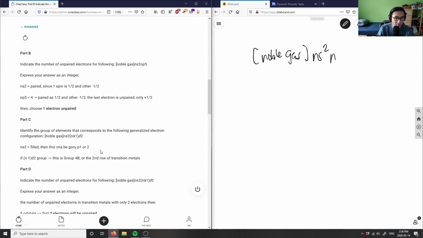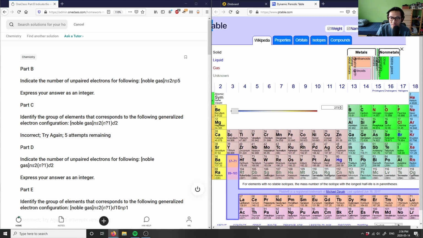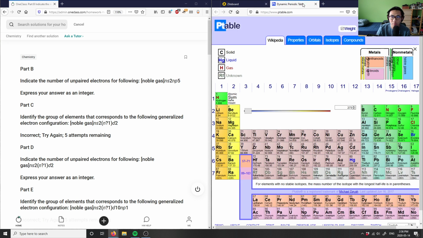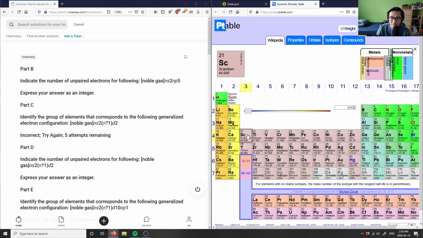The spelling is very bad as well. I think it's n minus 1. Yeah, because it says n minus 1, and then d2. So again, I'm looking at (n minus 1)d2 here. If I'm looking at my periodic table, my s orbitals are filled, so 2 electrons in the s orbital, and I have d2, right? So it has to be d2 here.